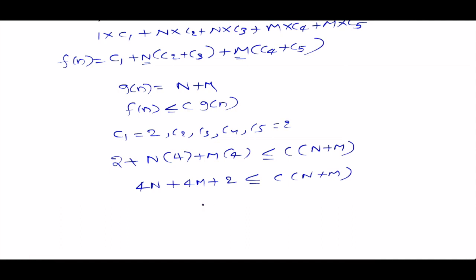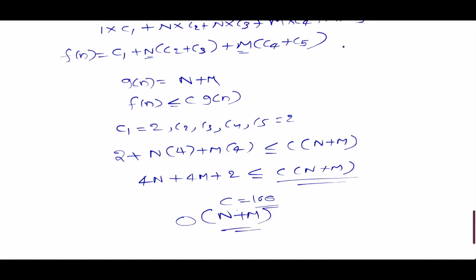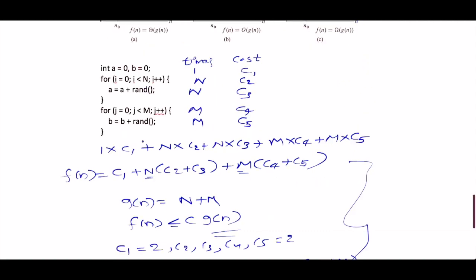I take c as 100. When I take c as 100, obviously this will be greater, right? We can say our f of n, which is our program, our code, is big O of n plus m. Simple. So instead of doing all this mathematics, we can come up with simple tricks.